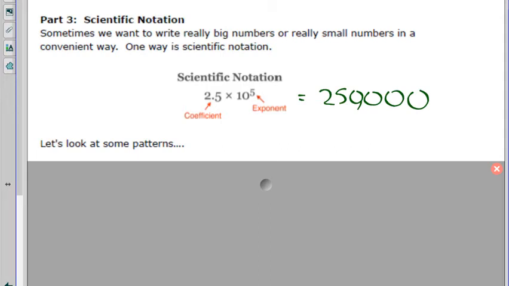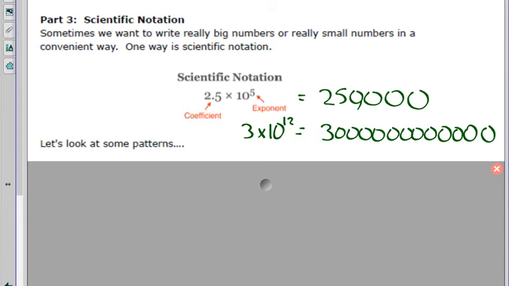But for instance, you could write 250,000 as 2.5 times 10 to the 5th power, which maybe doesn't seem like it's a lot easier to write. But what if we had, say, 3 times 10 to the 12th power? That's that number. Who wants to write that? You'd fill up your whole page with whatever that is. And so it's a matter of convenience.